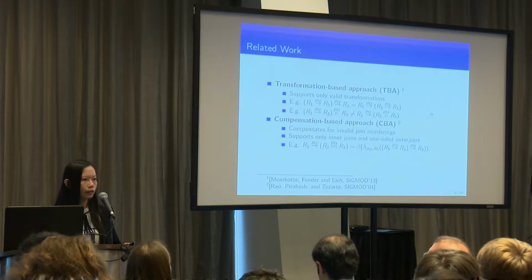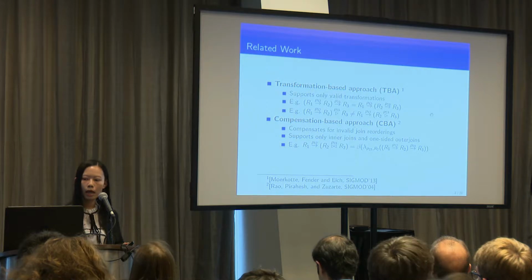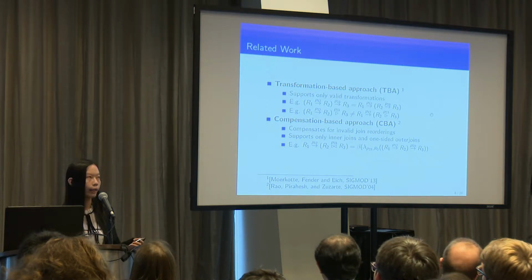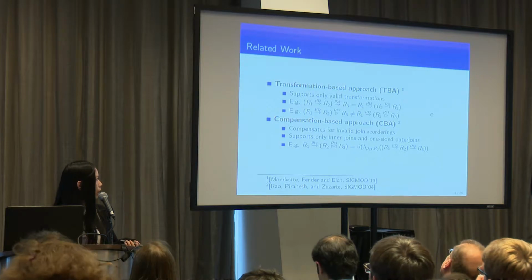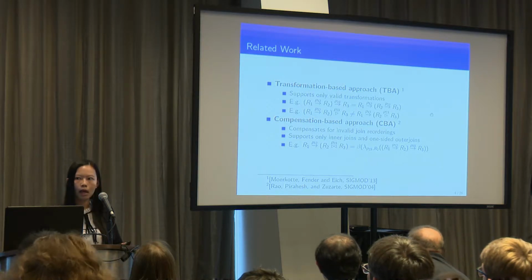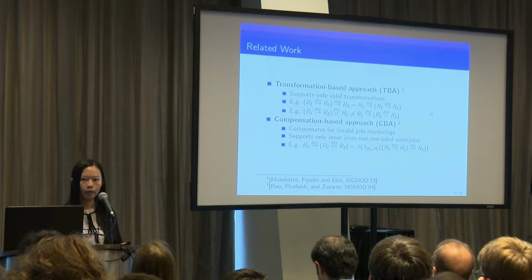So as you can see, existing approaches only support very limited join reordering, and in particular, anti-joins are quite poorly supported. So our goal is to support more join reordering than TPA and CPA, and the eventual goal is to support all possible join reordering given a join query.